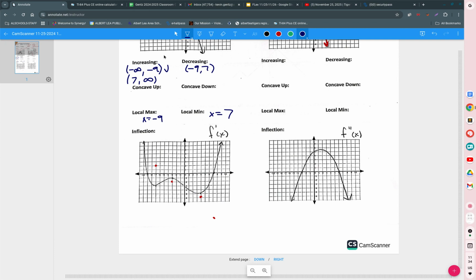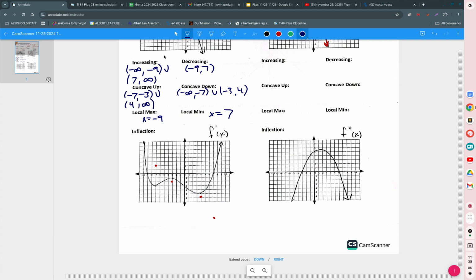Okay. And concavity, I'm going to say that it is going to be concave down from negative infinity to negative 7, and from negative 3 to positive 4. It will be concave up from negative 7 to negative 3, and from 4 to infinity.